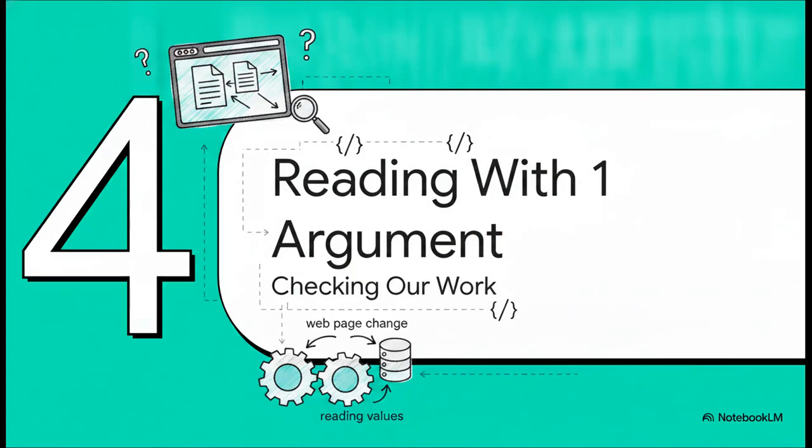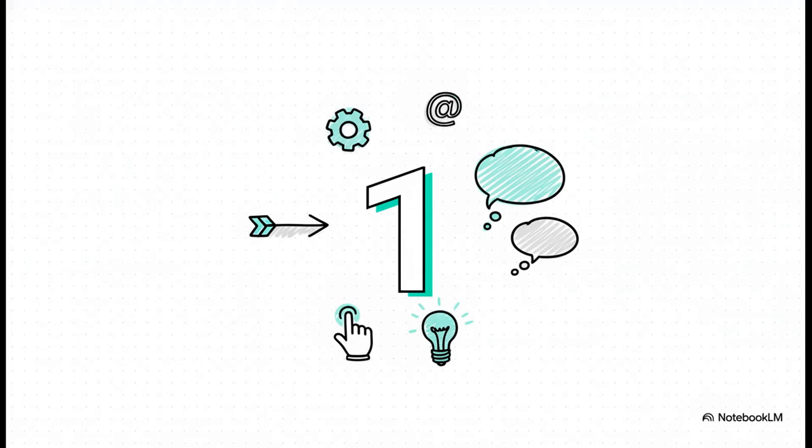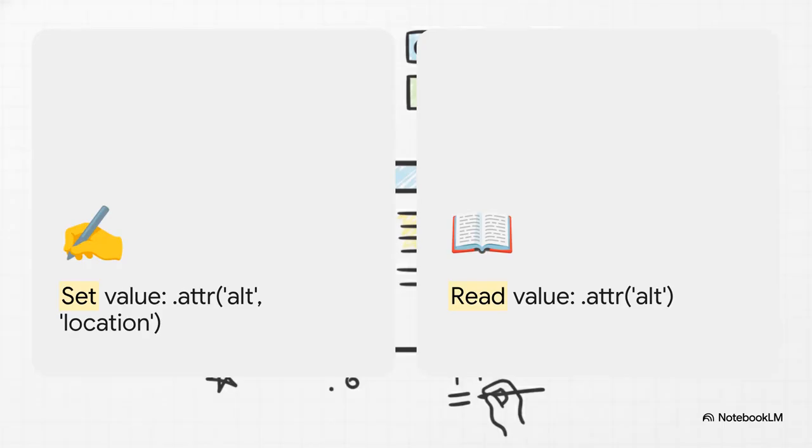All right, Section 4, reading with 1 argument. Let's see how we check our work. So the crucial point here is, just as 2 arguments mean you're setting data, it only takes 1 single argument to read a value. Honestly, this is just a brilliant piece of design by the creators of jQuery. The exact same method behaves entirely differently, just based on how many pieces of information you hand it. And this side-by-side comparison brilliantly illustrates that concept.